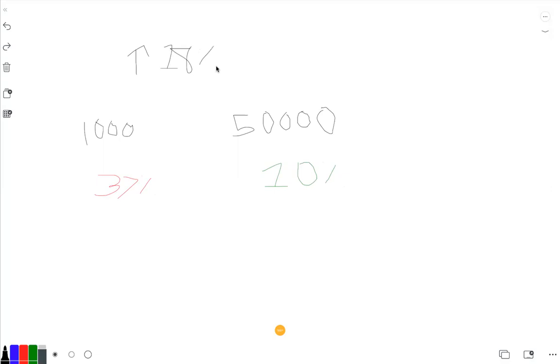So how do we calculate the Slutsky CV? We already have our 370 that we've calculated, and here we have our 5,000 rand that we calculated for the rich consumer. We start off by getting 18% of 370, which is 66.6, or 66 rand and 60 cents. Then 18% of 5,000 is 900. So 0.18 times 5,000 is 900.